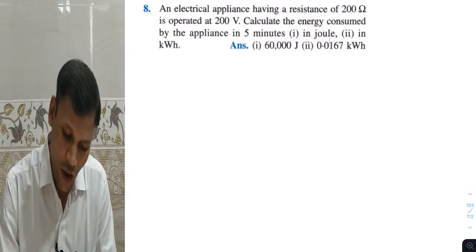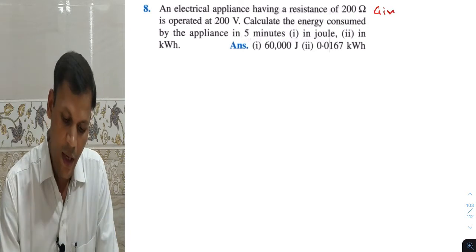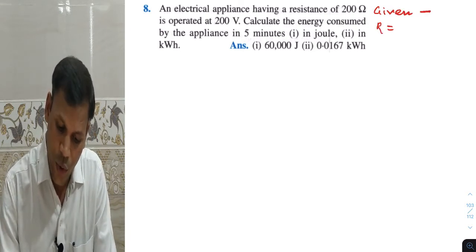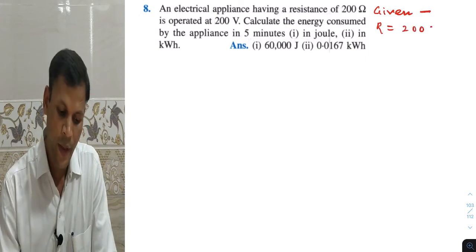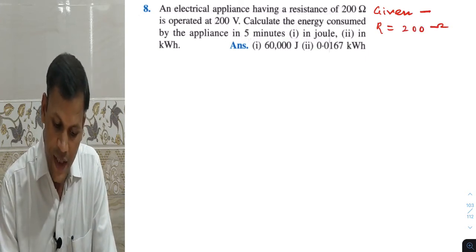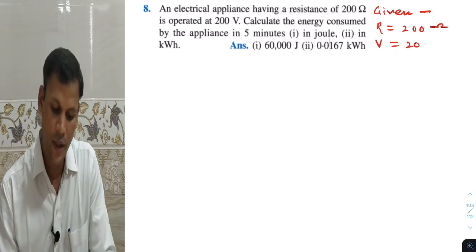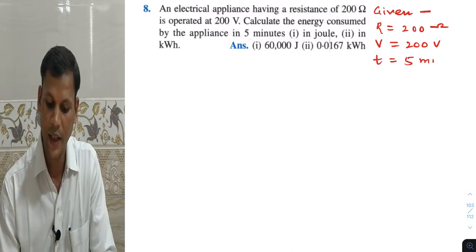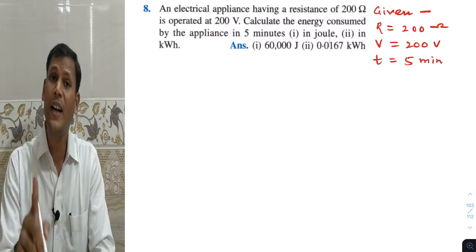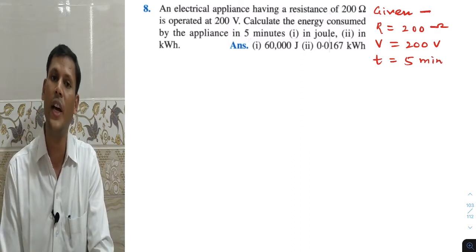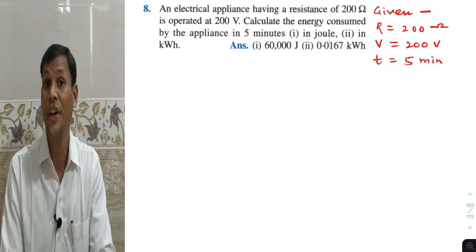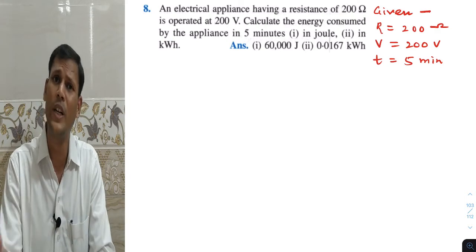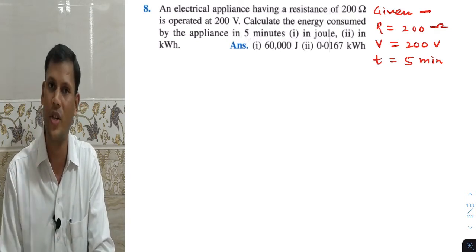So we will write all the given informations. We have resistance R is equals to 200 ohm, voltage V is equals to 200 volt, time is 5 minute. Two things are there. अगर हमें जूल में निकालना होगा तो जूल क्या होता है, वॉट सेकेंड, वॉट इनटू सेकेंड इज जूल, एंड किलोवाट आवर में निकालना है तो इट शुड बी इन आवर. तो दो ऑप्शंस हैं हमारे पास.